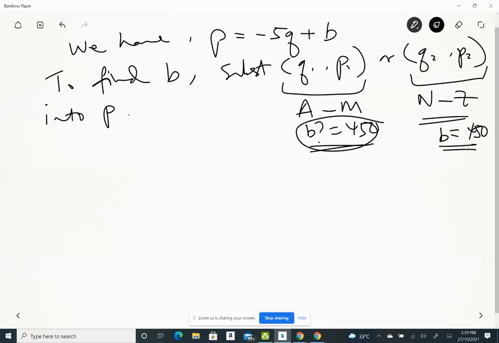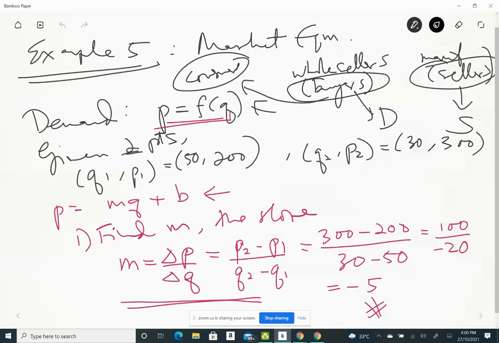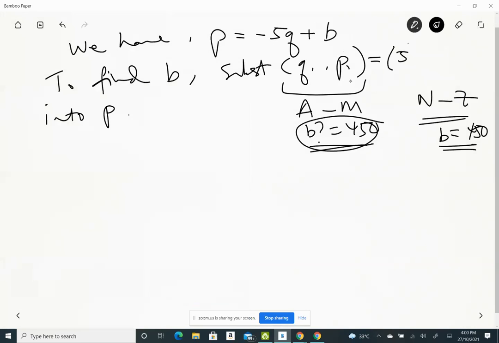So what you do here, let's say I substitute Q1, P1. You choose your own. It doesn't matter which one. Q1, P1 is equal to 50 and 100. What was it again? Q1, P1, 50 and 100. Okay, 50 and 100 into P.